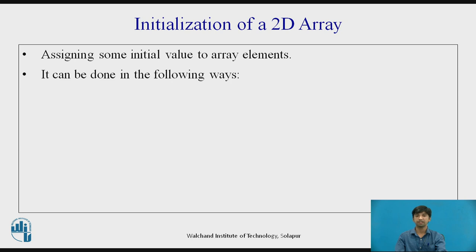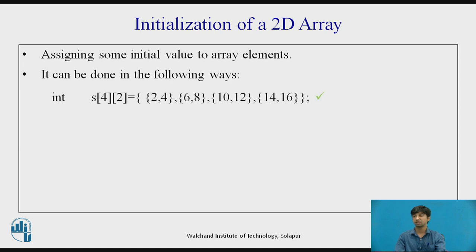Initialization of a 2D array. Initialization means giving some initial value to a particular array element. The initialization of a 2D array can be done in a single statement as follows: int a[4][2] = {2, 4, 6, 2, 4, 6, 8, 10, 12, 14, 16}.